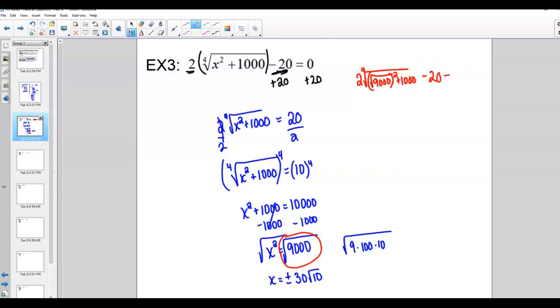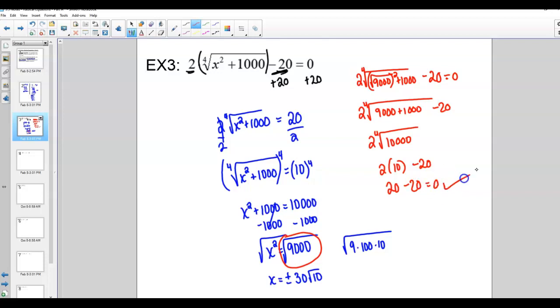minus 20 equals 0. So you got the 4th root of 9,000 plus 1,000 is going to give you the 4th root of 10,000. And the 4th root of 10,000 is just 10. And 20 minus 20 does equal 0. So that lets you know that this is correct for the positive.